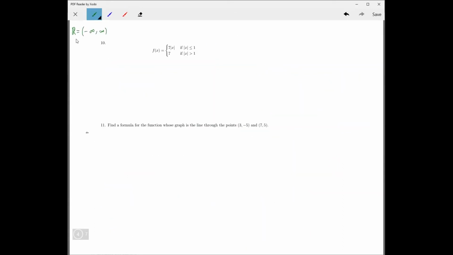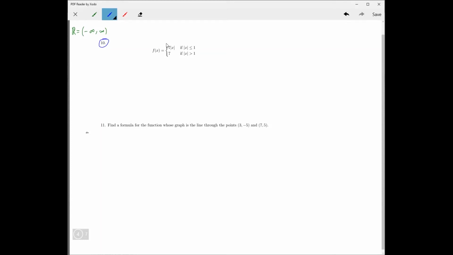And the end of this, number 10 on WebAssign, I just put the equation up, but it says sketch the graph of this function. Okay, so it talks about absolute value. Absolute value is kind of important in this class, and for calculus, it's a very important concept. It's a very important tool.